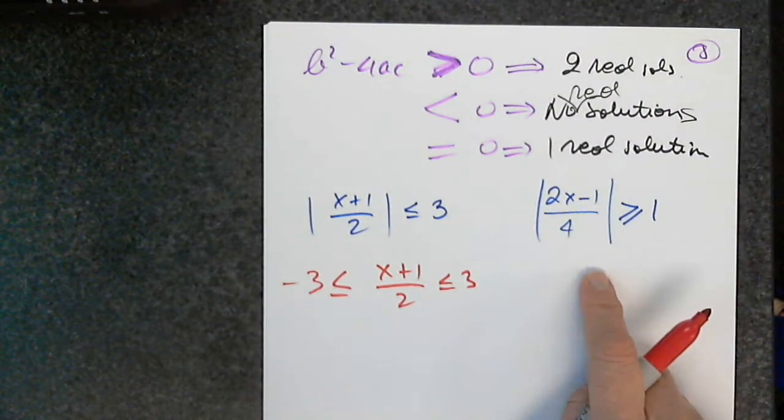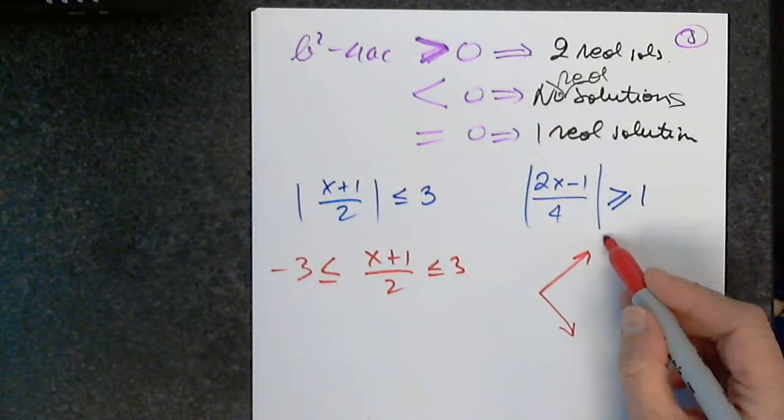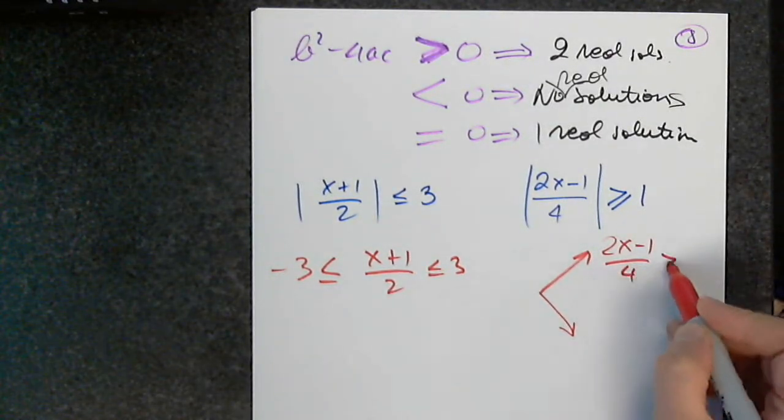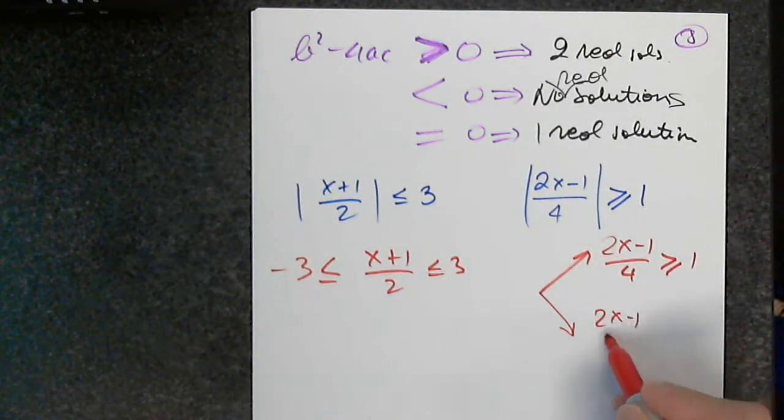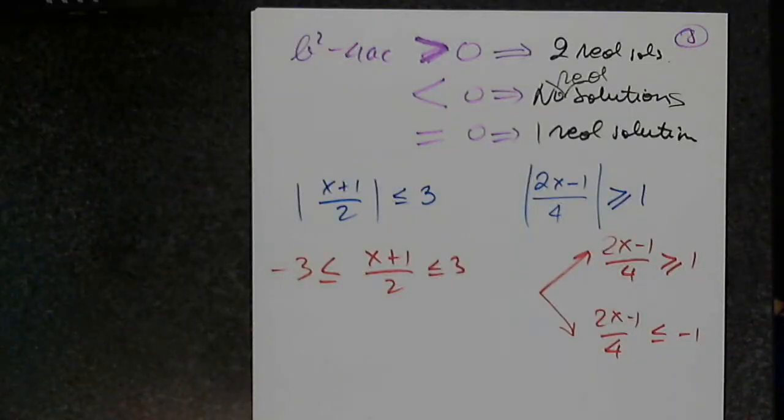This one is not a chain. So I have to solve two inequalities completely separately of each other. The first one says in between negative 3 and 3. The other one says to the right of 1 or to the left of negative 1.